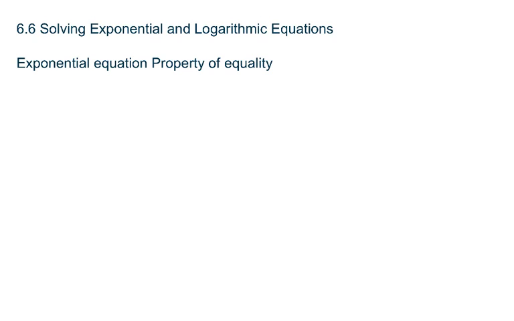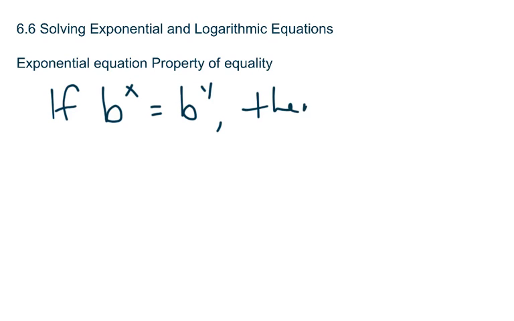The first method, I guess you could say, is the exponential equation property of equality. And what it says, and that's kind of a mouthful, is this: if b to the x is equal to b to the y, then what we can say about this equation is that x is equal to y. That should make sense. If b to the x is equal to b to the y, then we can safely assume that x is equal to y.